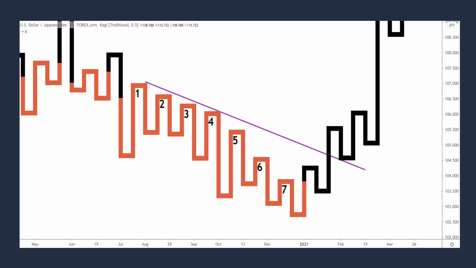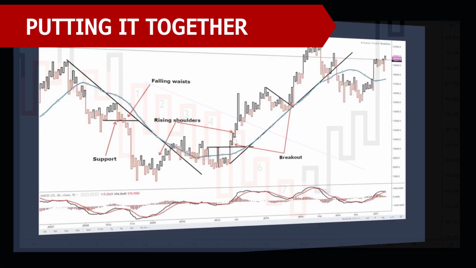You might have a different rule. You don't have to use the 9. You might have analysed that 7 is the magic number there before it turns around. So do your research, find out what works by the particular market that you're analysing. But again, another useful bit of analysis that you can apply on top of the KAGI lines.